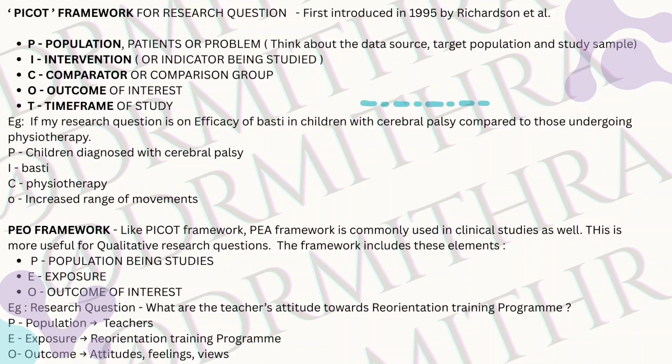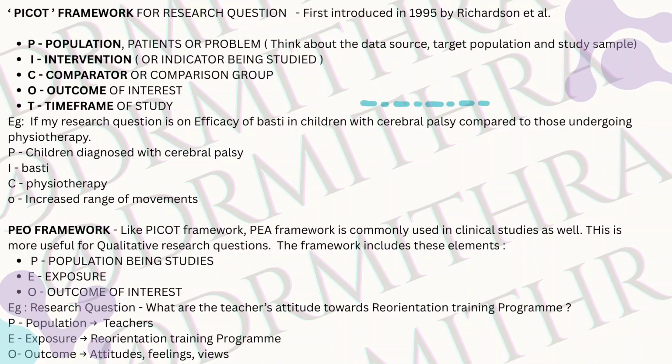It was first introduced in 1995. It's the PICOT framework. P stands for population, that is patients or problem. Who are you studying? I is intervention or indicator being studied. What are you doing to them? C is comparator or comparison group. What are you comparing it with? O is outcome of interest. What result are you expecting? And T is time frame of the study, the duration in which you're doing it.